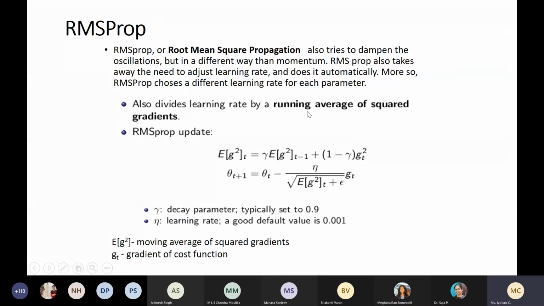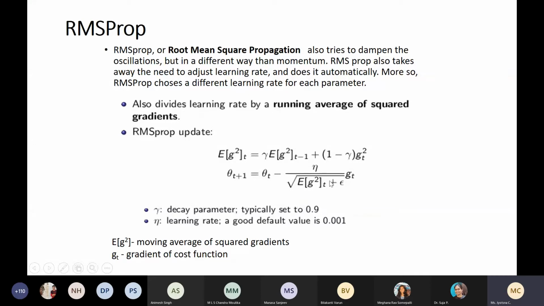What two things should you remember in RMS prop? One is the learning rate. Usually the learning rate won't get updated, it is always constant, but here the learning rate value stays constant, yet in a different way we say it is divided by a value, so we can say that the learning rate is getting updated automatically. How? The learning rate is divided by a particular term, and that term is the moving average of squared gradients.